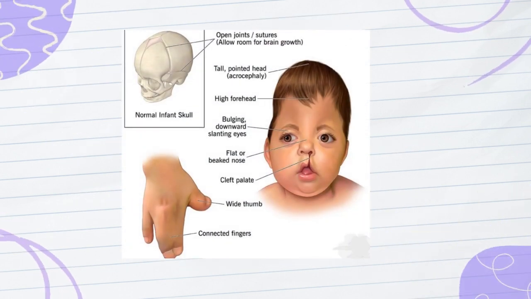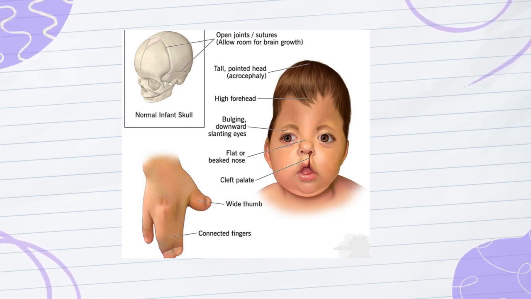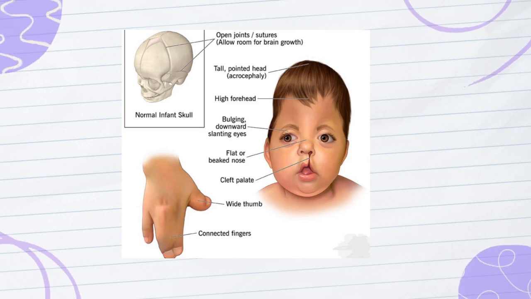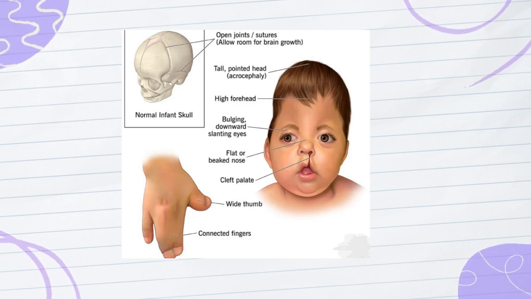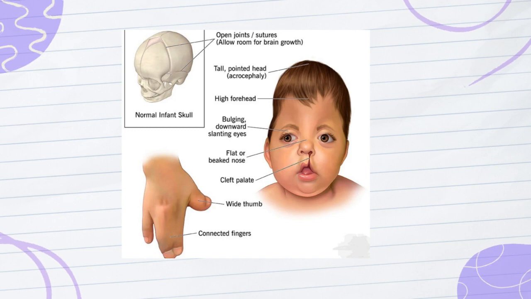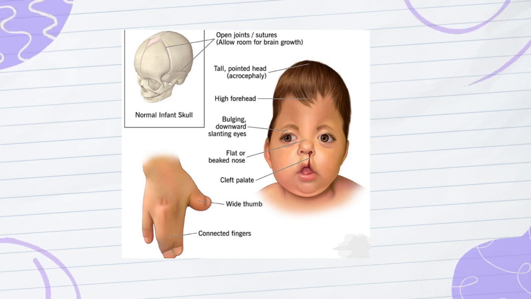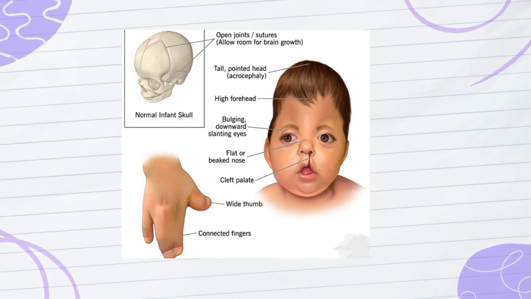Now, in this picture, we can appreciate Apert syndrome. Here it is a small baby. He's having a cleft palate. His fingers are connected. So this is very important for Apert syndrome. If you see the keyword connected fingers, then you can diagnose the syndrome very well.